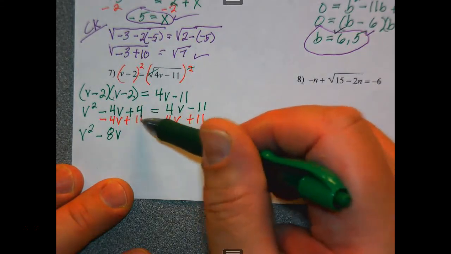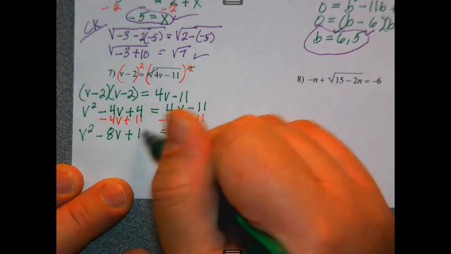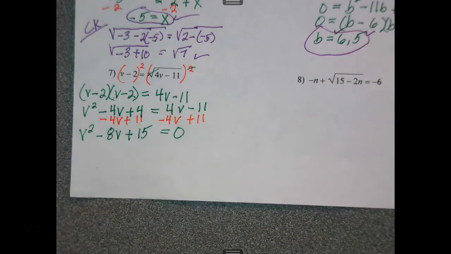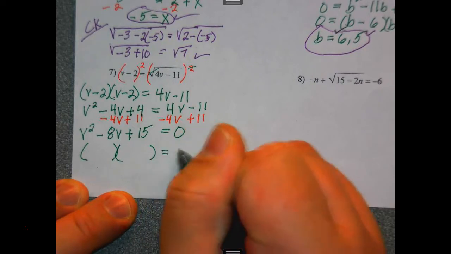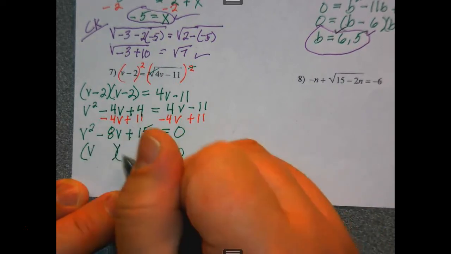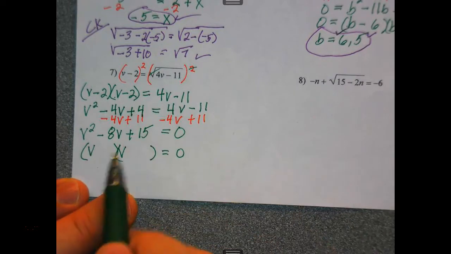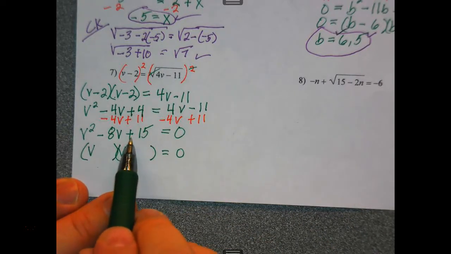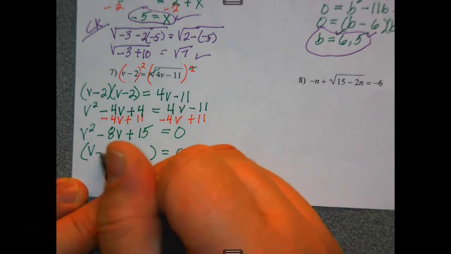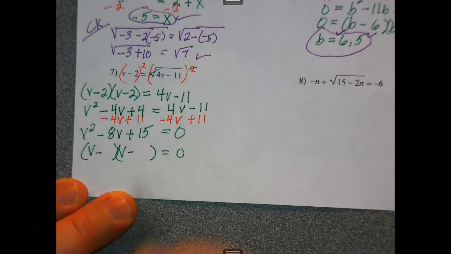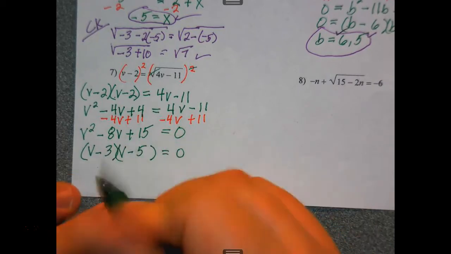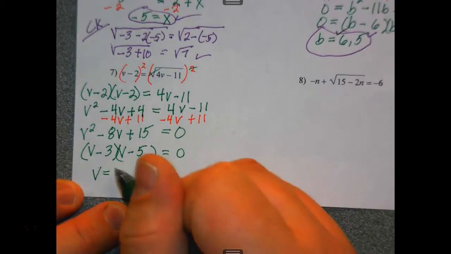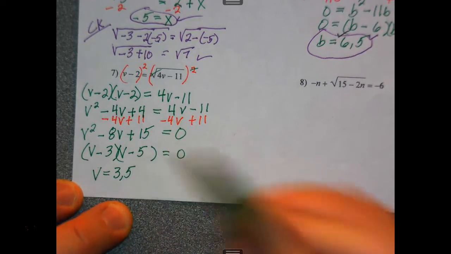And 4 plus 11, 15. Again, which method do you want me to use? Factoring, Mr. D. Good call. Okay. V times V. Let's say this is a plus, that's a minus, so it has to be a minus. Two factors of 15 that add up to 8: 3 and 5. So what does V equal? 3 and 5.